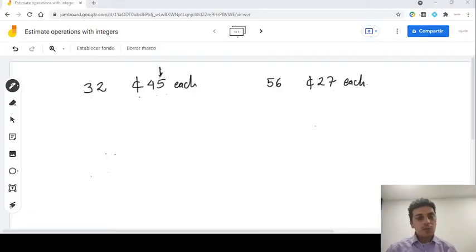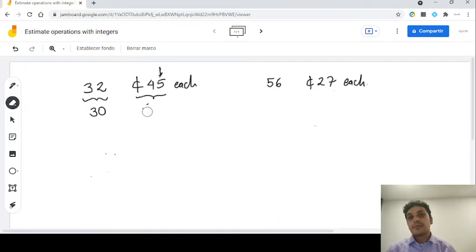Now let's go back to the board. Let's see how to do it. The first thing that I would propose you to do is to round these numbers. So I'm going to round 32 to 30, and I'm going to round these 45 cents to 50. Why am I rounding to 50? Because when the second digit is a 5 or more than 5, you should round the next place value up, 4 to 5.